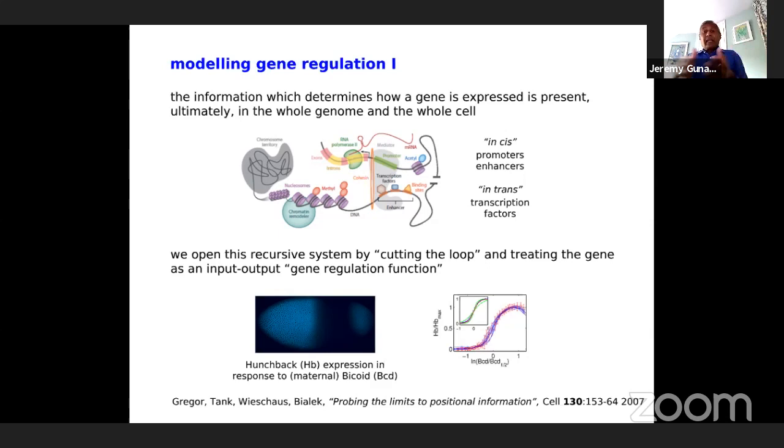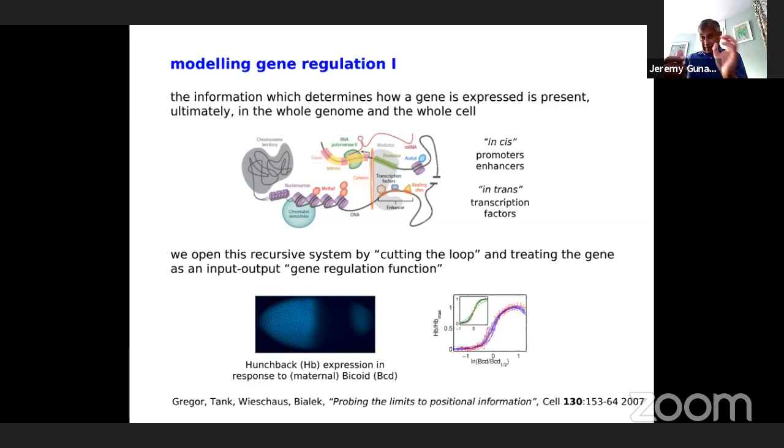And an example is shown there. This is taken from the experimental literature. This is Drosophila. A particular gene, hunchback, is being imaged there in response to a transcription factor that comes from the mother. It's a maternal transcription factor called Bicoid. Some careful experimental measurements give us the curve that you see on the right there, which is an instantiation of this idea of a gene regulation function.